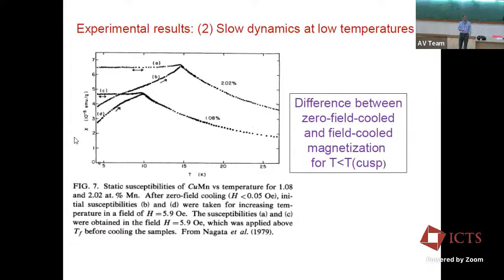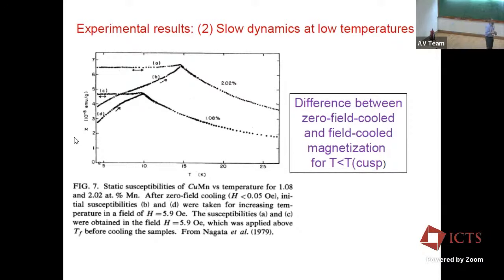The other property that made people very much interested in these things is that these materials exhibit very slow dynamics at temperatures near that cusp or lower than that. So in the low temperature, if you assume that there is a transition going on at that temperature, then there is a low temperature phase. And one found that the system becomes very, very slow near that phase transition. And this is another thing that is sort of characteristic of glassy systems.